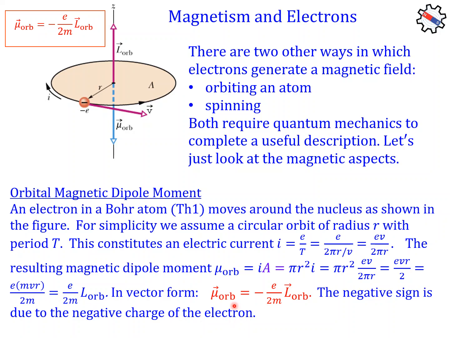So the magnetic dipole moment due to this orbiting electron is minus E over 2m times the orbital angular momentum. And it's the orbital angular momentum, something that we considered in theme 1, went in steps. You remember that was Bohr's postulate that we'd have to go in steps of h bar.